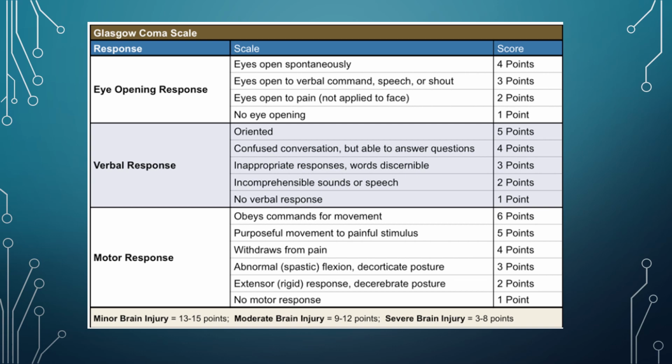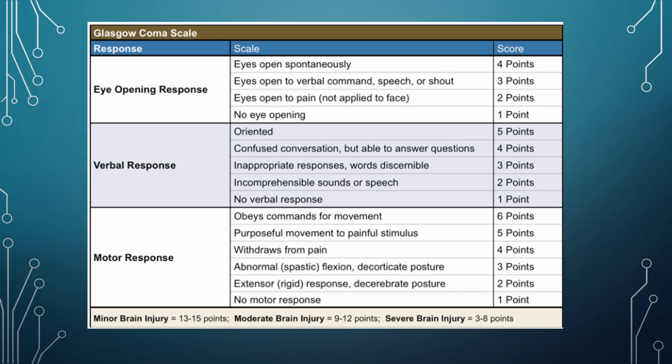And then verbal responses, are you oriented? So that means, do you know who you are? Do you know where you are? Do you know what happened? Do you know what day, month, or year it is? Other responses, if they are confused, but still able to answer questions, 4 points for that. If the damage is so severe, they may not be able to respond appropriately at all. So just depending on the level of the injury.